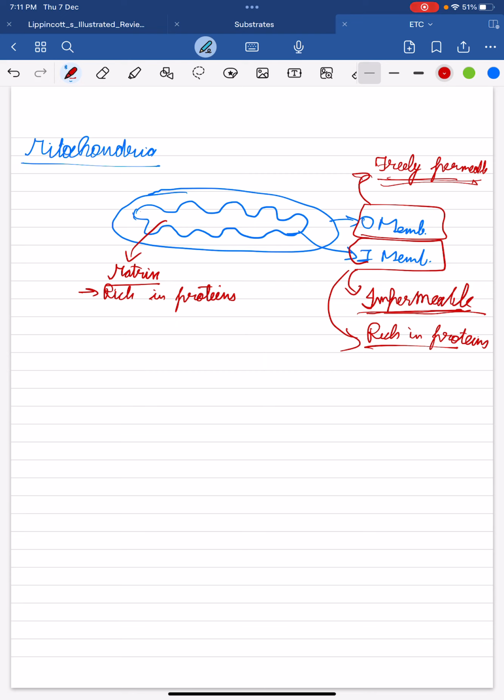Now, what do you think these terms rich in proteins mean? They are actually being referred to enzymes of the electron transport chain. And not only electron transport chain, various other processes that occur in mitochondria, but they are basically enzymes.